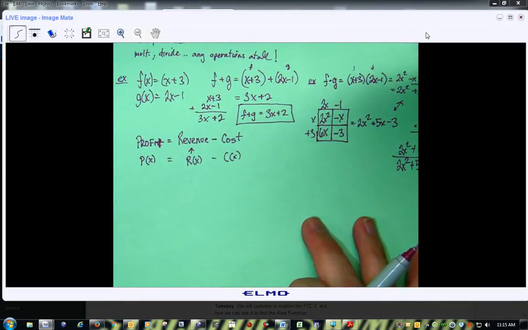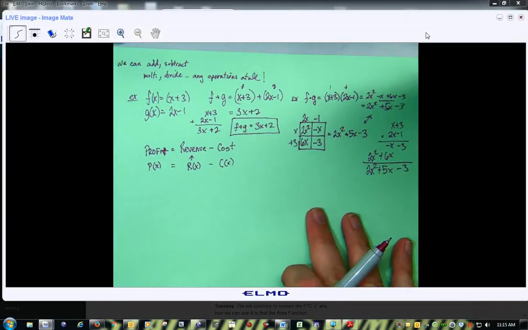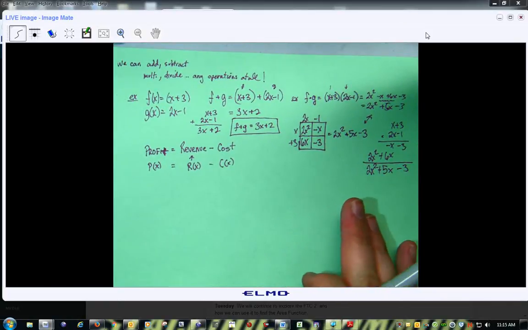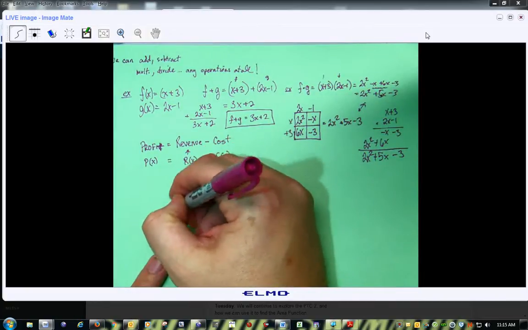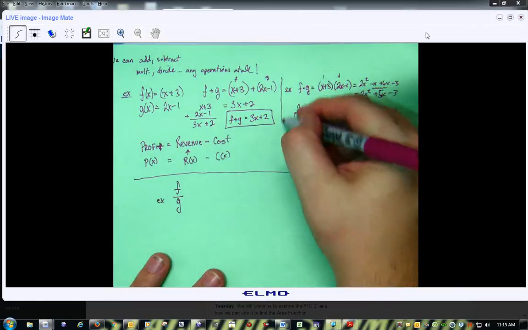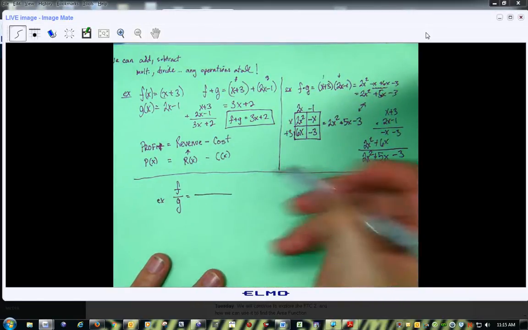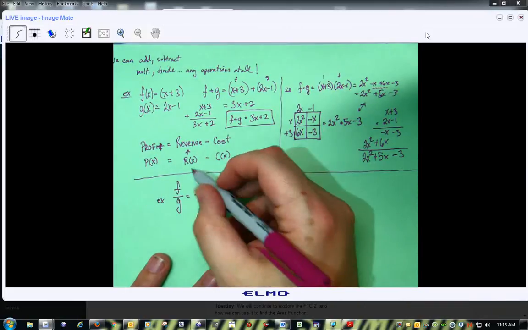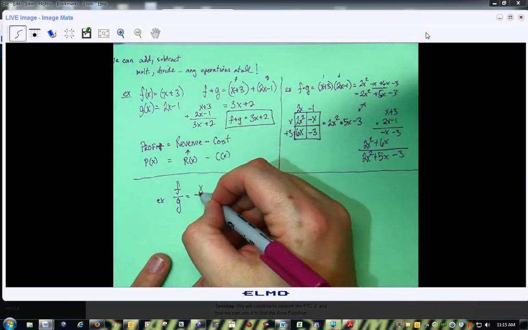So, the moral of this story is that you can add, subtract, multiply, divide. You can do whatever you need to do, as long as you set everything up the right way. If I want f divided by g, what's going to go in the top? Or what's f? x plus 3. What's g?